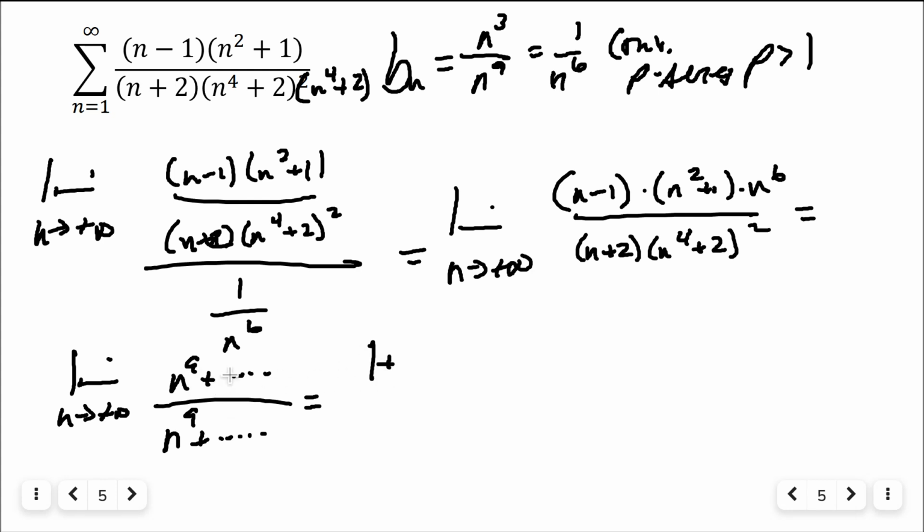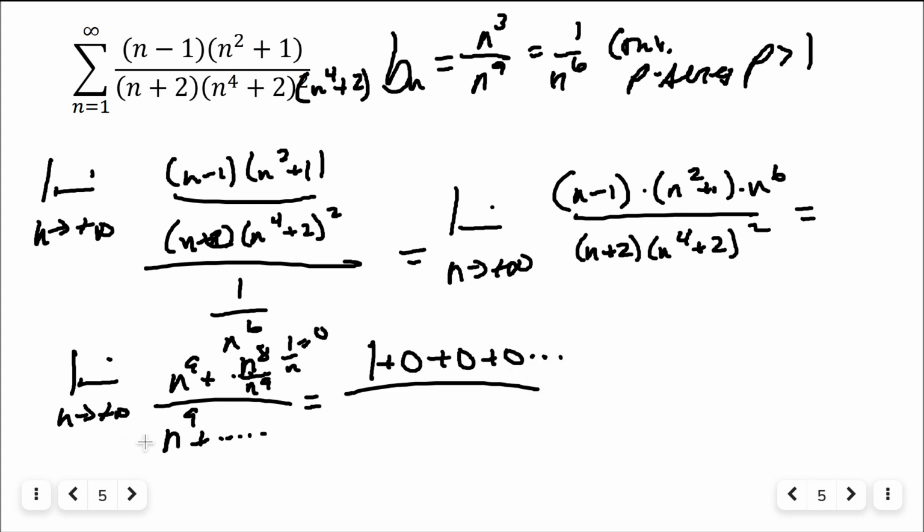Plus, any of these other terms that are smaller than n to the 9th, when I divide them by n to the 9th, let's say n to the 8th or whatever, divided by n to the 9th, it gives me 1 over n. But as n goes to infinity, that goes to 0. So all these other terms are going to wash out and go to 0.